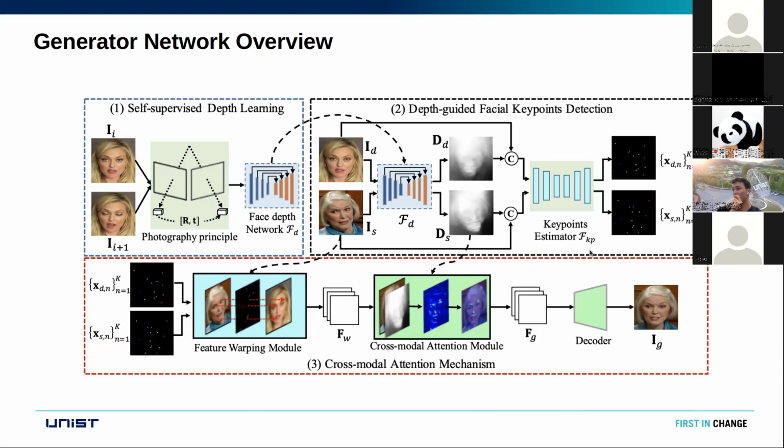Then they use something called a key point estimator in order to estimate sparse key points. Then in the cross-modal attention mechanism, they use a feature warping module in order to utilize the key points and the source image information to get the warped image features. Then in the cross-modal attention module, they further refine the encoded warped source image features to get refined source image features. Then, using the decoder, they get the generated image. I will explain each sub-network in more detail.